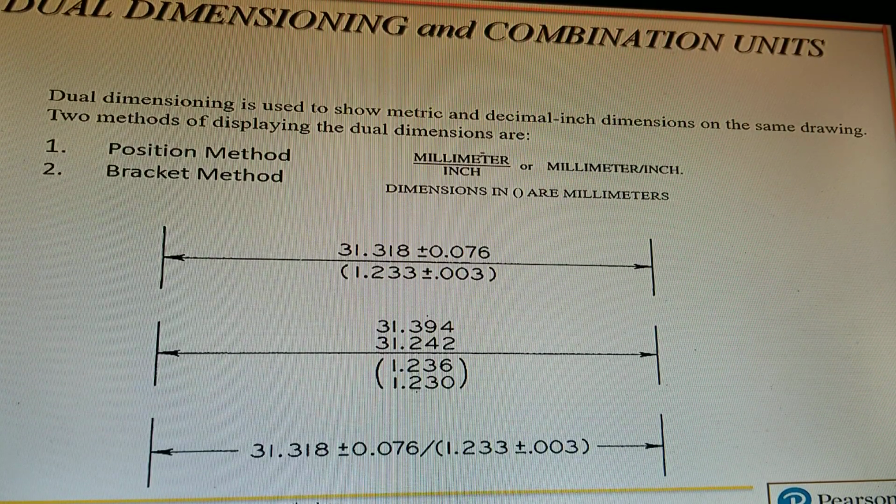Dual dimensioning. Basically, dual dimension is a combination of metric and decimal inch dimensions, okay? And there are examples on how to write those out, how you would draw a dimension line and put the text in. That one right in the middle, that top one dimension line there is 31.318. That's millimeters, that's the metric. And down below in the parentheses, they've got 1.233, and that's your inch. So you'd have metric on top and inch on the bottom enclosed in little parentheses.